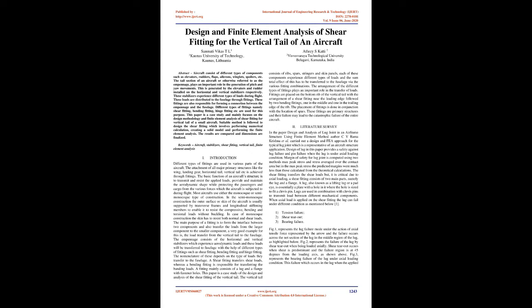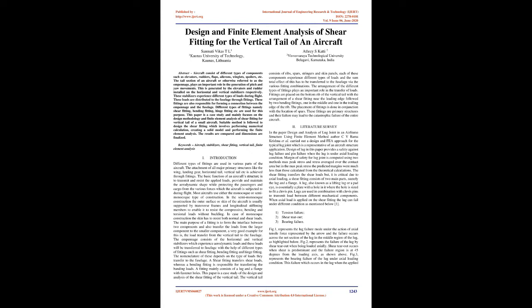The main purpose of a fitting is to form the interface between two components and also transfer the loads from the larger component to the smaller component. A very good example for this is the load transfer from the vertical tail to the fuselage. The empennage consists of the horizontal and vertical stabilizers which experience aerodynamic loads, and these loads will be transferred to the fuselage with the help of different types of fittings such as shear fitting, bending fitting, and hinge fitting.